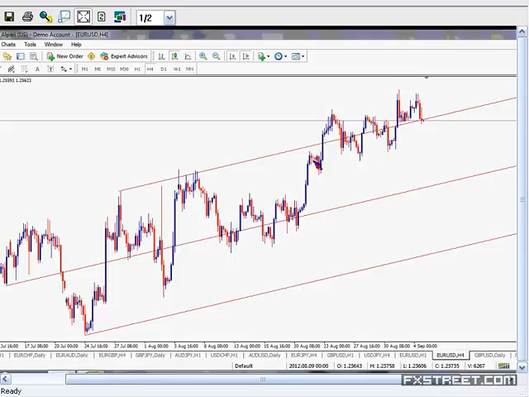So I feel that that's it, okay? That's the basic idea of trading, no matter what tool you use, okay?